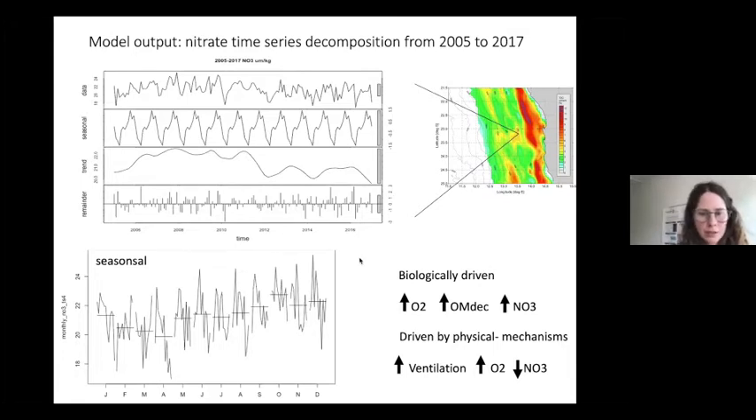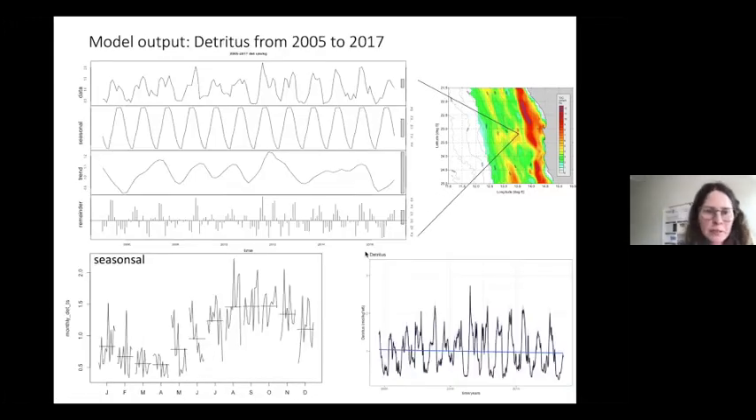Perhaps it's because of organic matter decomposition, and that will lead to an increased nitrate concentration. But of course, we don't know about that. It's just speculation at this point, because it could also be driven by other physical mechanisms like ventilation that increase oxygen, and it doesn't necessarily need to increase nitrate. However, when we have a look at the detritus or organic matter, it seems pretty stable through time, slightly decreasing, but probably that's not significant.